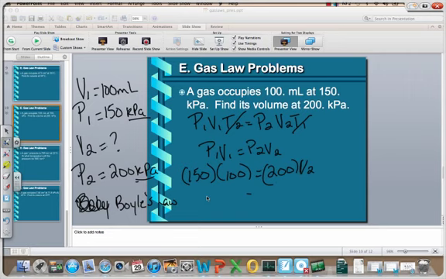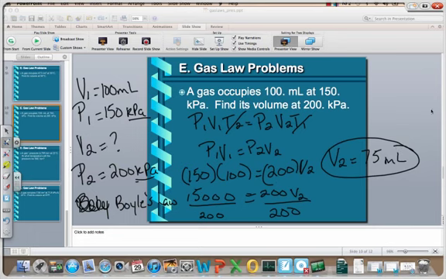Should we plug that in, or just do this in your head because you can do that? 15000 is equal to 200 times V2. To get V2 by itself, divide both sides by 200. And you should get 75. And since the first volume is in milliliters, your second volume should also be in milliliters. So your answer, V2, is equal to 75 milliliters.